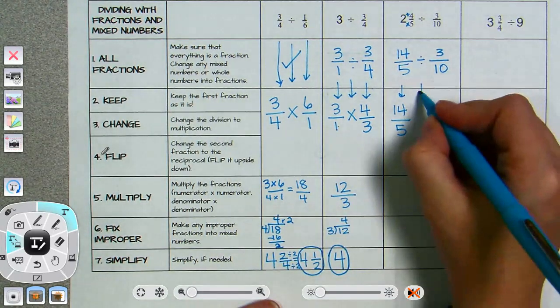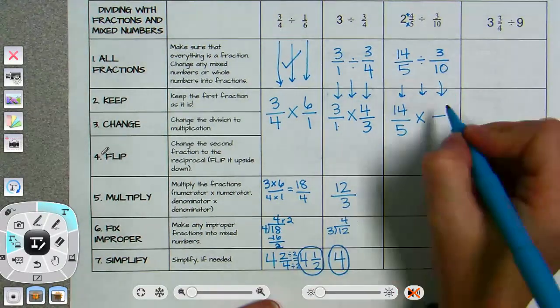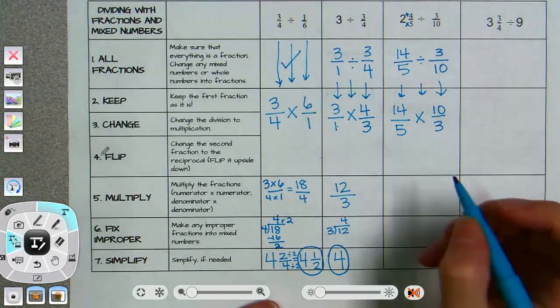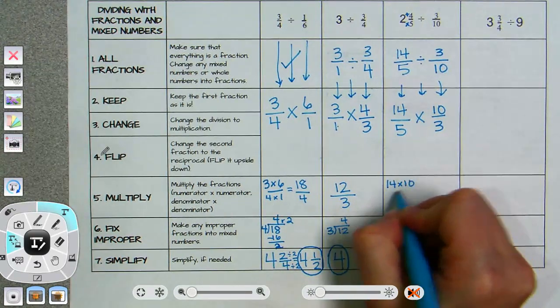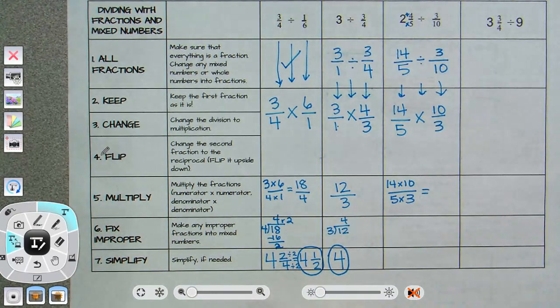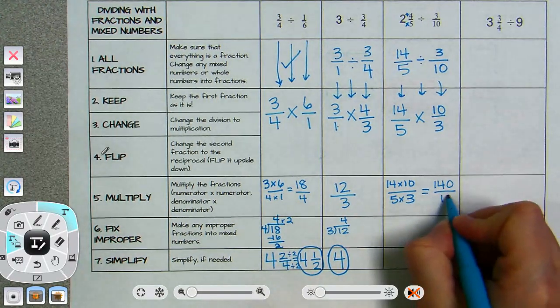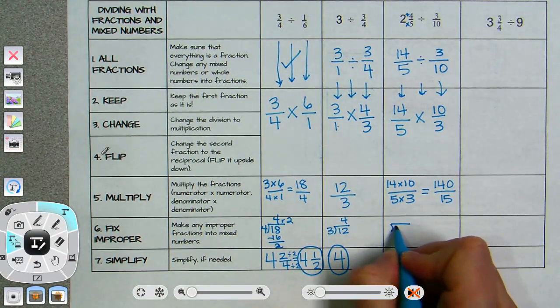We're going to change to multiplication, and we are going to flip to make 10/3. Now it's time to multiply. So 14 times 10 over 5 times 3. Let's see what we get. Well, 14 times 10 is 140, and 5 times 3 is 15. That is definitely improper. So I'm going to set up some division.